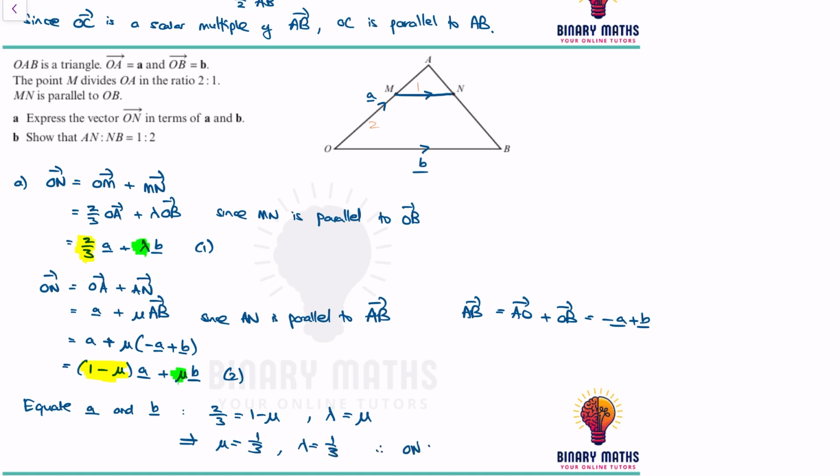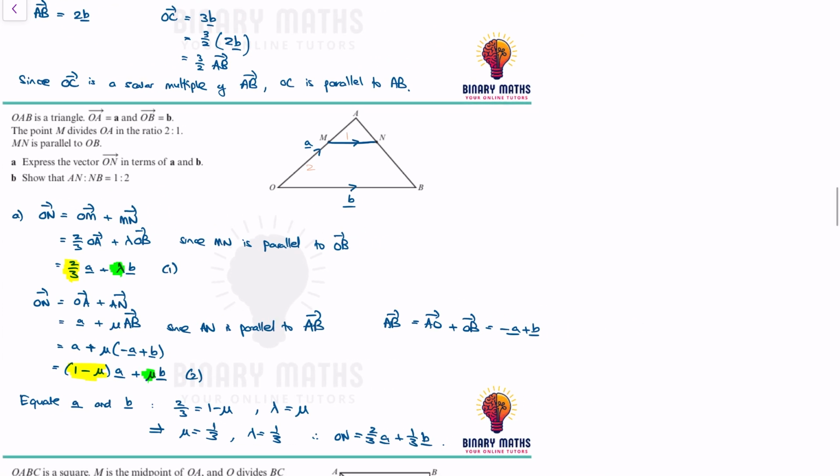Therefore, O to N must be equal to, using equation 1, 2/3 A plus 1/3 B. That's part A done. For part B, show that A to N to B must be equal to 1 to 2.